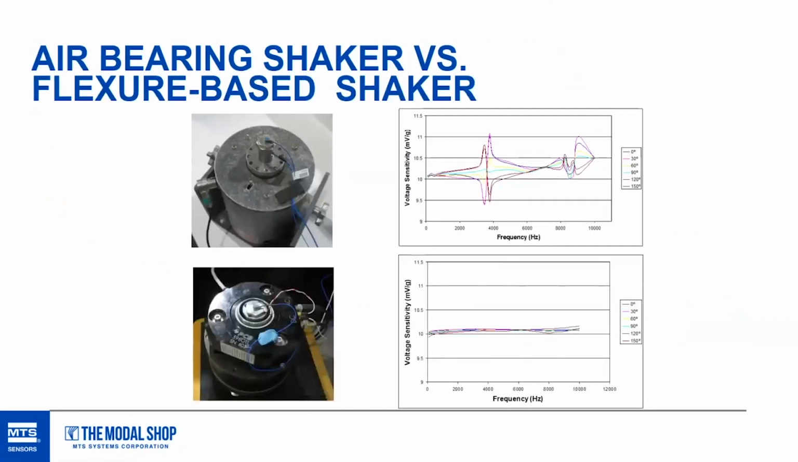We're running a little bit out of time, but this is just a comparison of an air-bearing shaker versus a traditional flexure-based shaker, and shows a little bit of the differences in performance and some of the glitches that you would find sometimes on flexure-based shakers that basically are eliminated on the air-bearing shaker design because you don't have as much transverse motion.